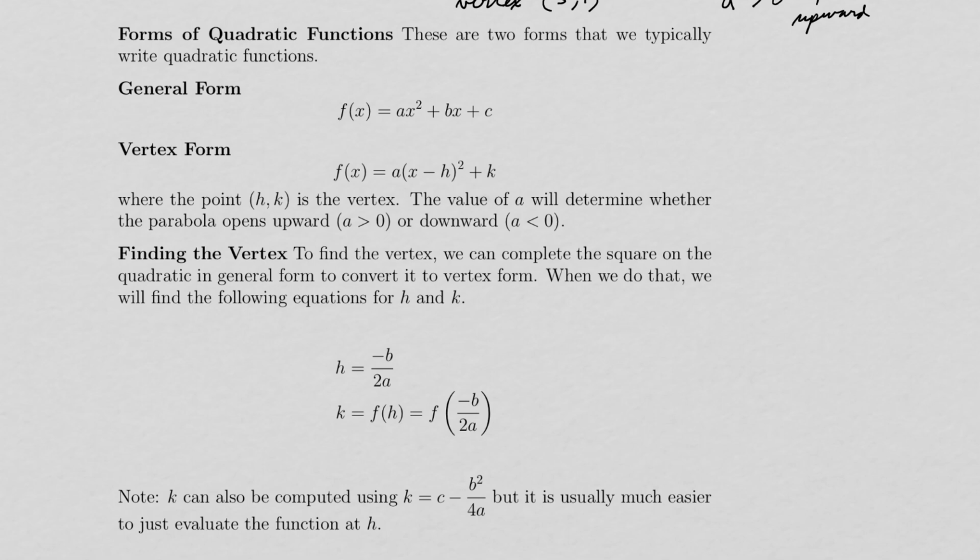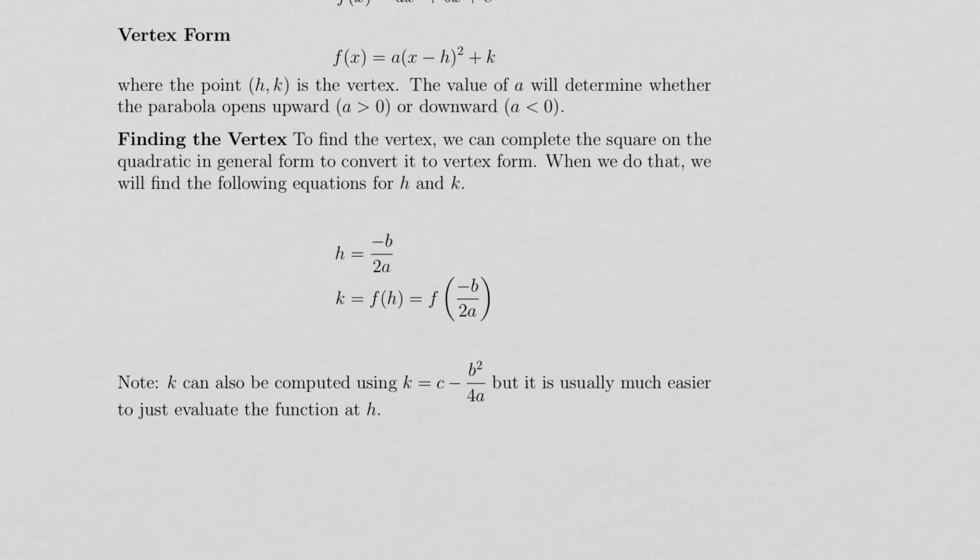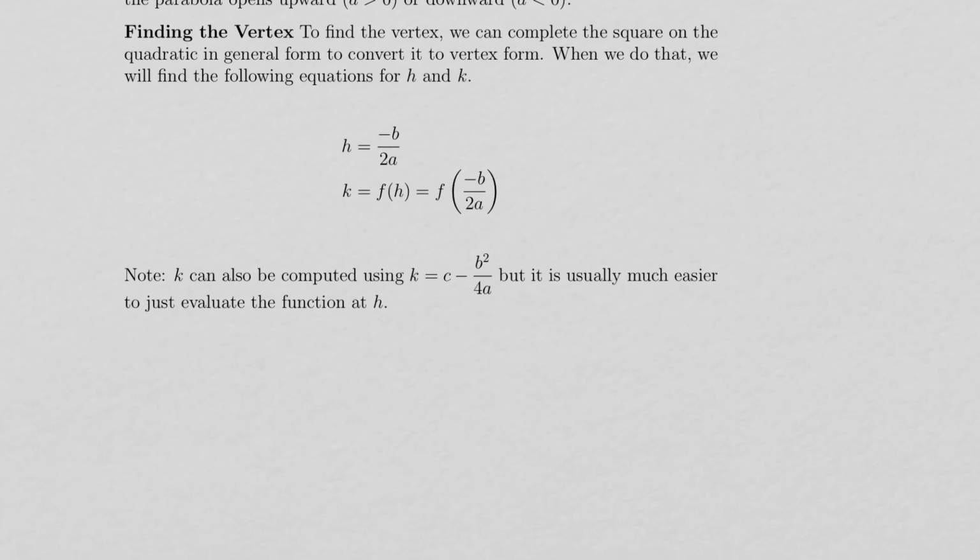All right, that's the easiest way to find k. It turns out that you can also find k in terms of a, b, and c. It's given as c minus b squared over 4a, but hardly anyone ever uses this. Once they find h, they plug it into the function, and that gives you k. That's a much easier way to find k, which is like the y coordinate of the vertex. All right, so let's do some examples of this.